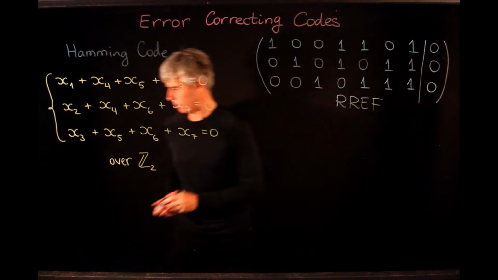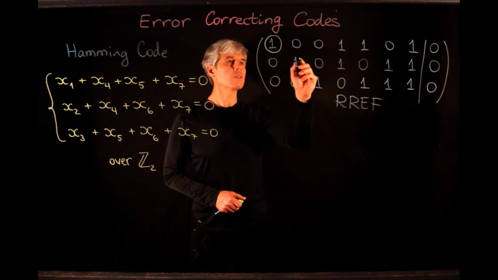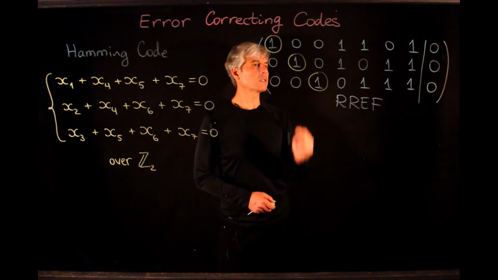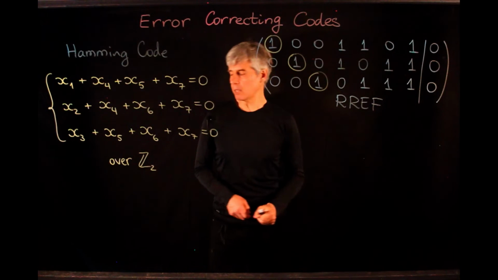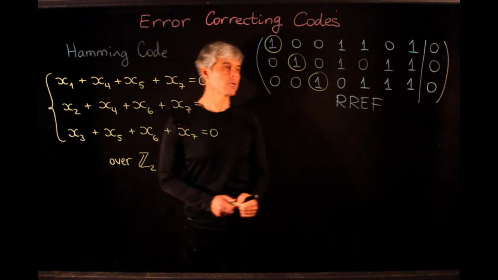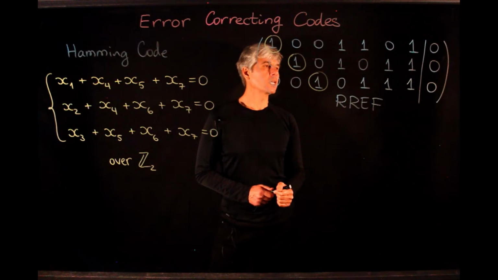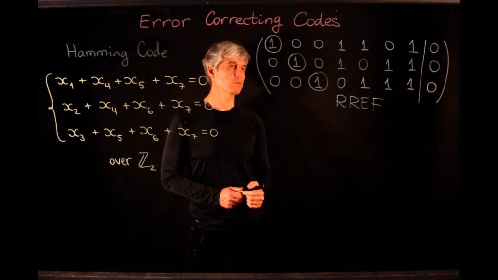Right? So here we can clearly see the pivots. These are our leading ones, and so we see that this matrix is in reduced row echelon form, so writing a solution is very easy. We have to identify leading variables and the free variables.